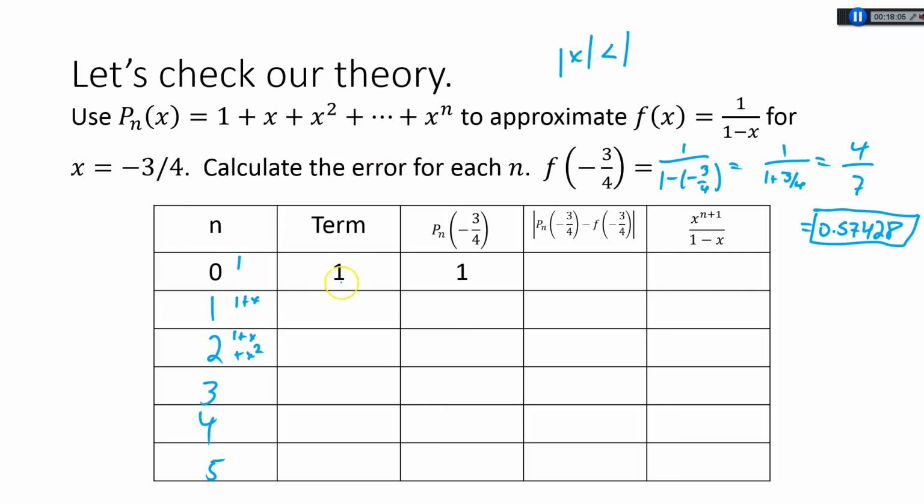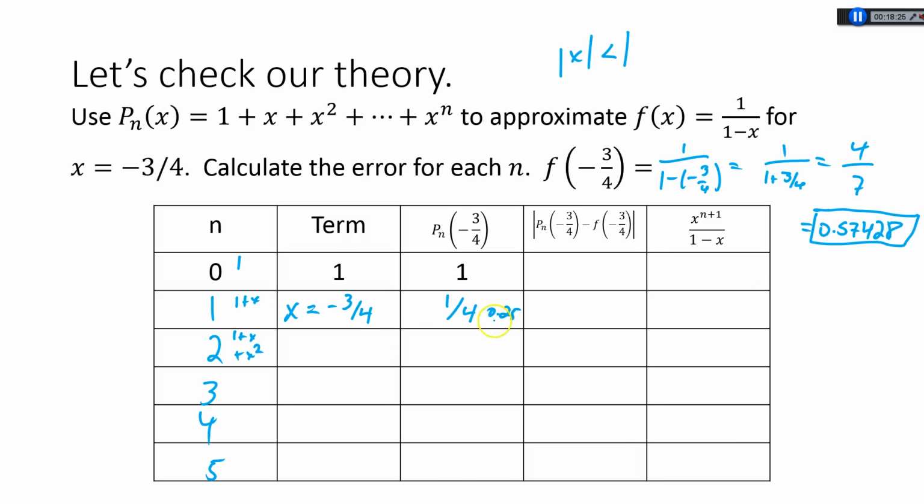So at this point, this is going to be my term of just x, and that is negative 3/4. So the polynomial value at this point, 1 plus x, I'm going to be adding as we go down here. So 1 minus 3/4 is 1/4, or 0.25. Okay, so 0.25 is not really that close to 0.57. So right now I'm not doing real well, but let's see what happens now.